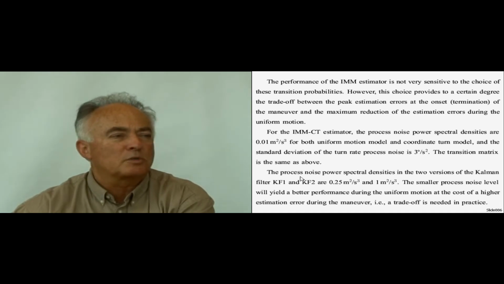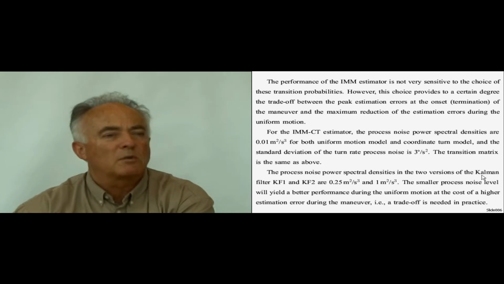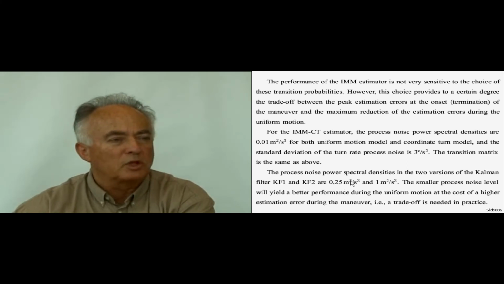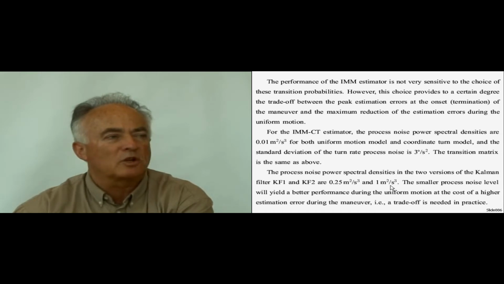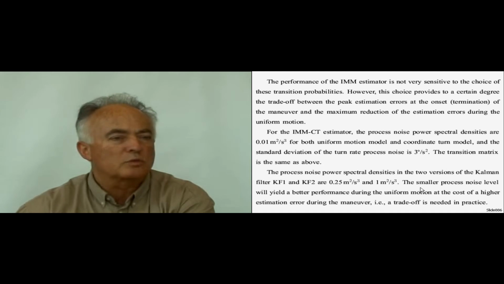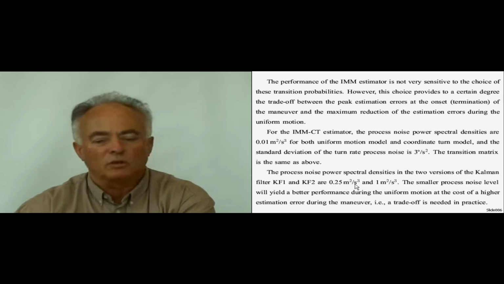And the process noise power spectral densities for the two Kalman or extended Kalman filters, denoted as KF1 and KF2, are 0.25 meters square per second cube and 1 meter square per second cube, and these are compromises between the non-maneuvering and maneuvering situations. The smaller process noise level will yield a better performance during the uniform motion at the cost of a higher error during the maneuver. A trade-off is needed in practice, and we evaluated two possible trade-offs in this case.